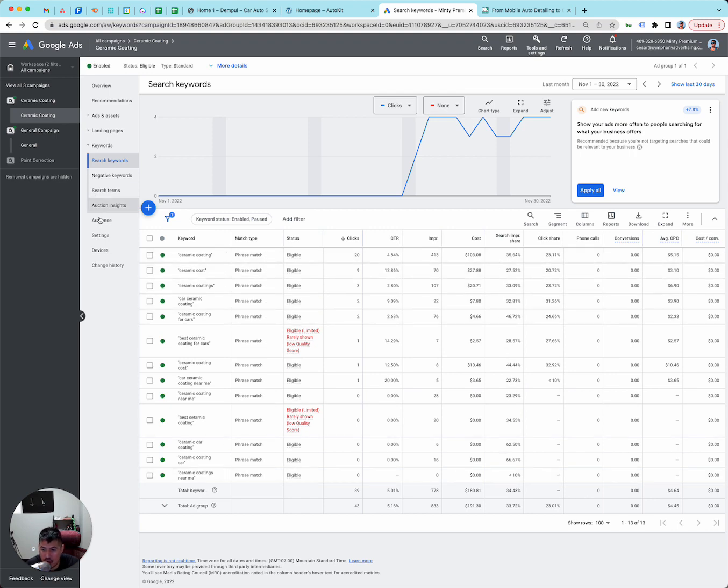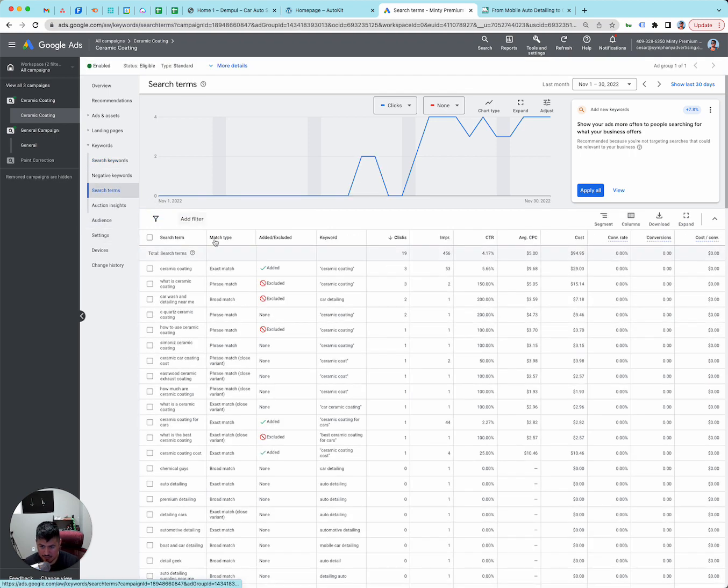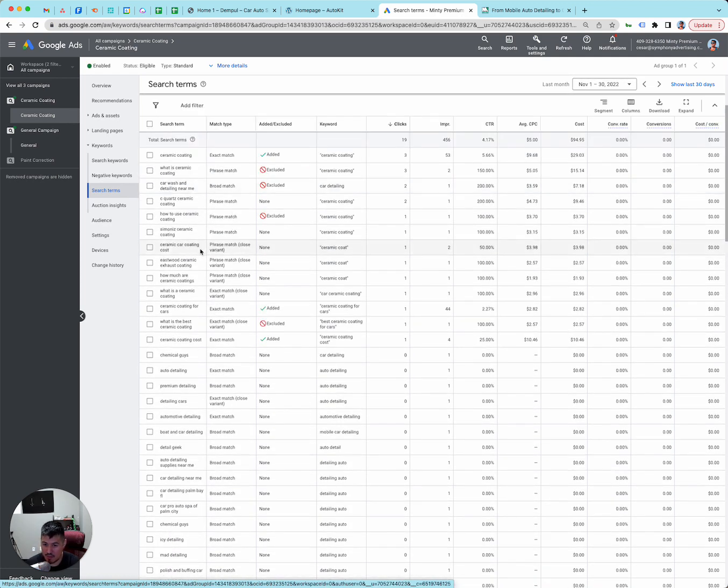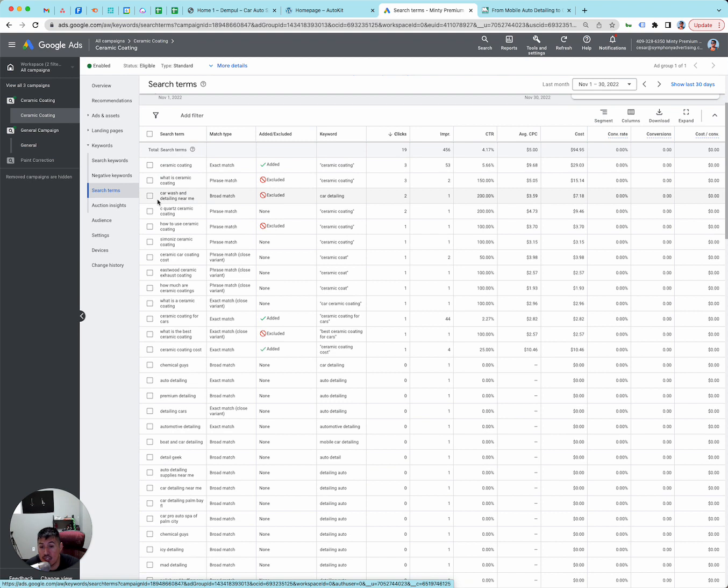So then we do a quick search terms check. And again, like I said, I come in here every couple of days and do some exclusions or additions. So ceramic coating was added. What is ceramic coating? Although this is a top of funnel potential customer, we don't know if that person wants to do it themselves. And also, we don't have such a big budget that we want to spend it on that far away. Like, we want somebody closer.